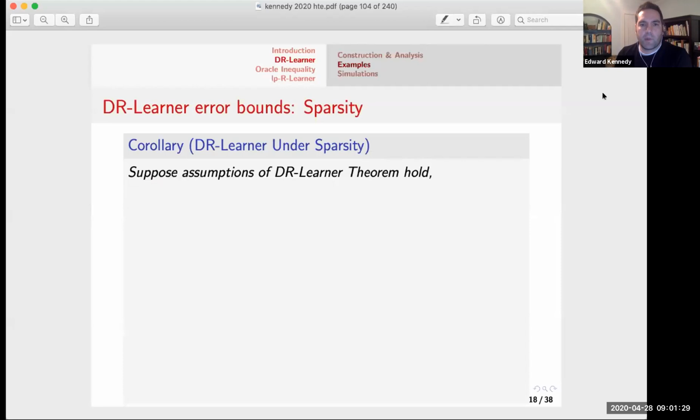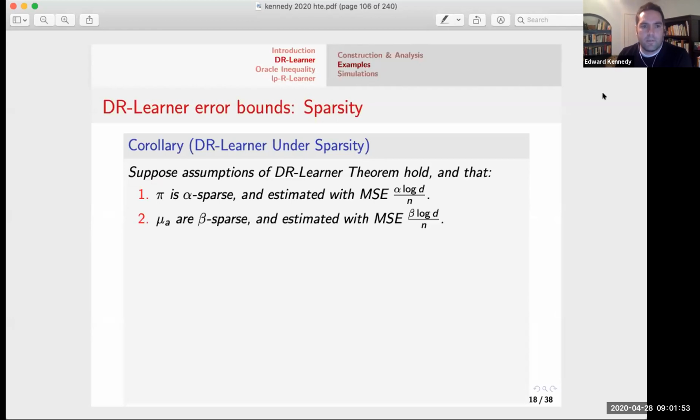So now we're going to think about a sparse, high dimensional model. We're going to say that the propensity score is alpha sparse. Again, this is just an illustration of this previous model-free result, showing that it works in a variety of different contexts. So the propensity score is alpha sparse, which means that ideally, under maximal conditions, we can estimate it at a rate alpha log d over n. Similarly, the regression functions are beta sparse. They have their own sparsity, so we can estimate them at beta log d over n.